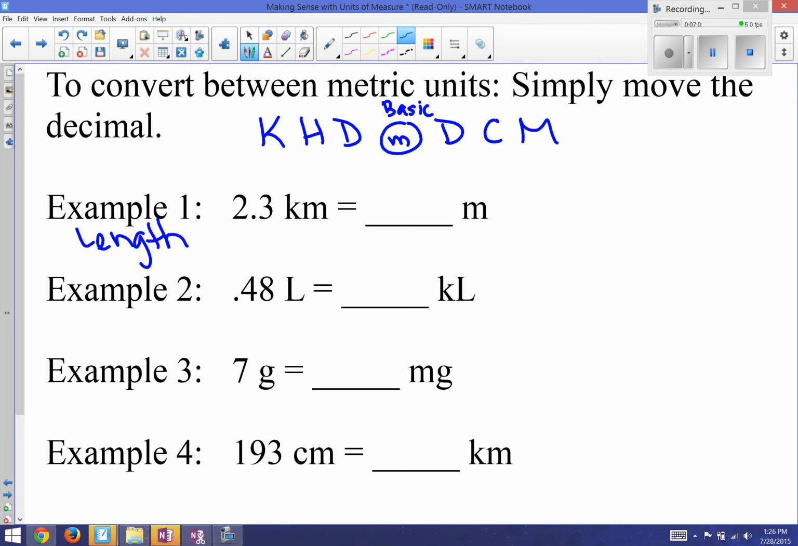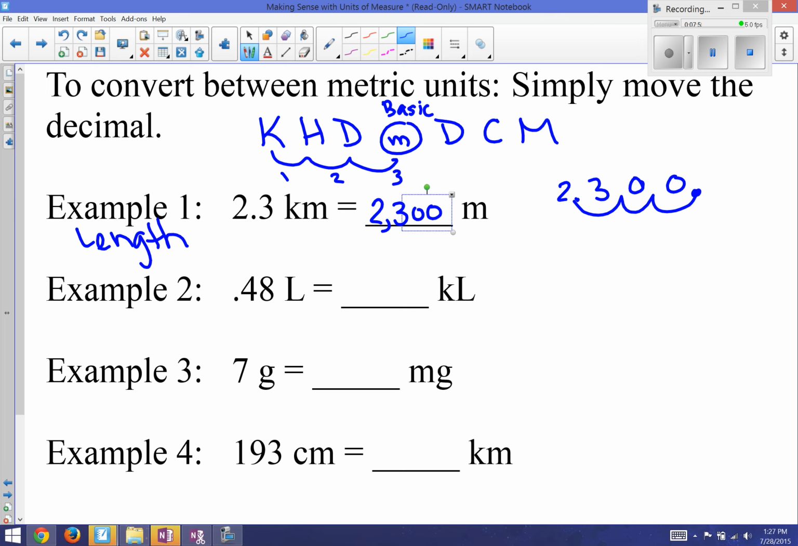Now, if I'm going from kilometers to meters, I simply need to take the decimal as it exists in the number and move it the number of spaces I would have to from the prefix that I'm starting with to where I'm going. So in this case, from kilometers to meters, I'm going to go from the K to the M to my basic unit. That would be 1, 2, 3 spaces. So the decimal on my 2.3 is going to move 1, 2, 3 spaces. And we fill in for the placeholders there. So 2.3 kilometers is equivalent to 2,300 meters. Now, if you think about it, that makes sense. A meter is smaller than a kilometer. So it's going to take a lot more of them to make 2.3 kilometers.